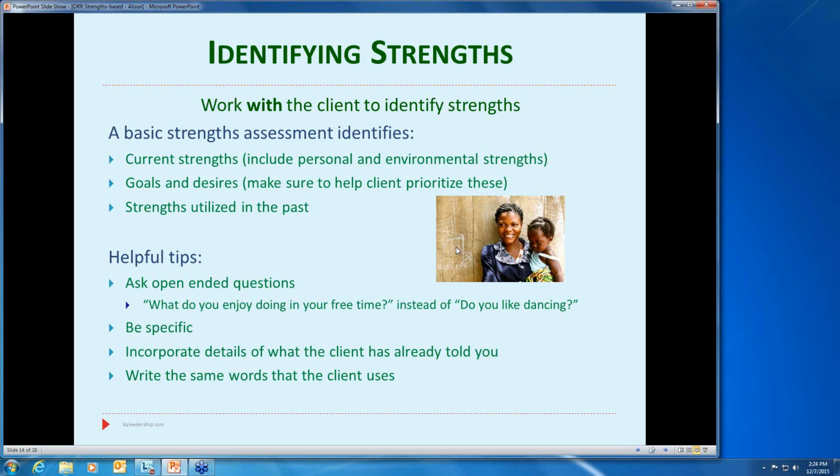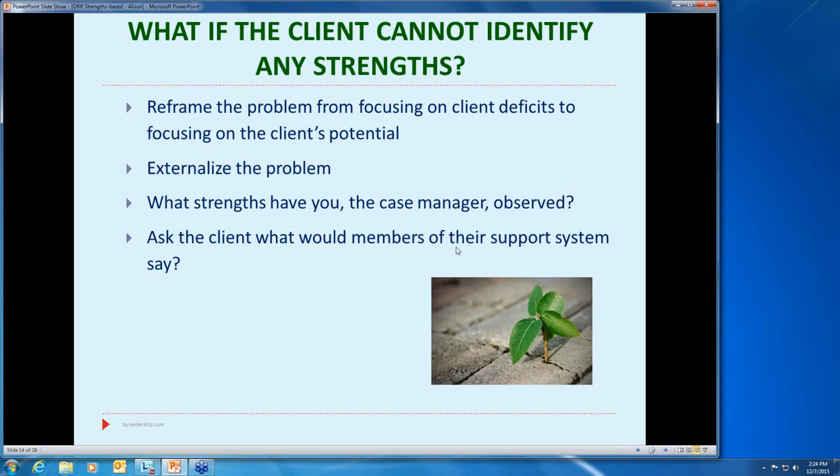And also, when possible, it's good to write the same words that the client uses so that you're respecting their voice and their view of the problem and not trying to make it more complicated than it needs to be for them.